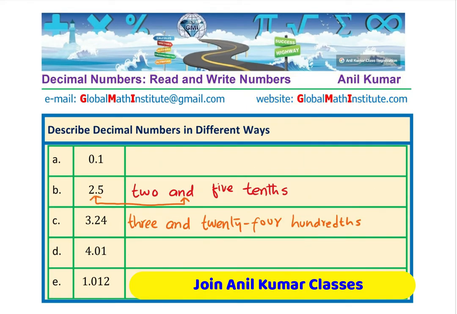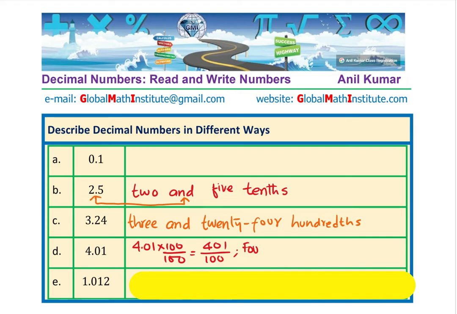So we are saying this is 4.01 times 100 divide by 100, right? So that means 401 hundredths, which is the same as... make sense? So see, in different ways we are interpreting the same decimal number, right?